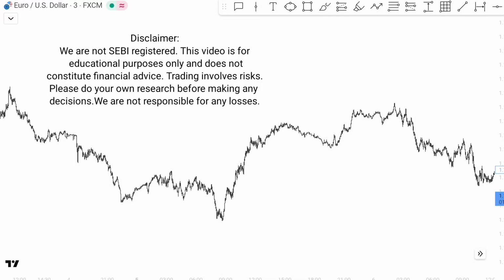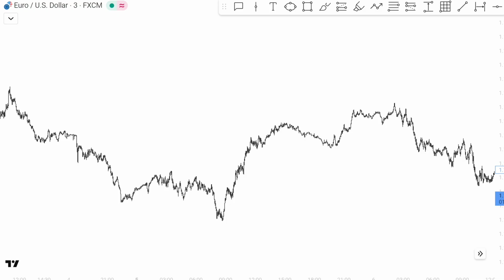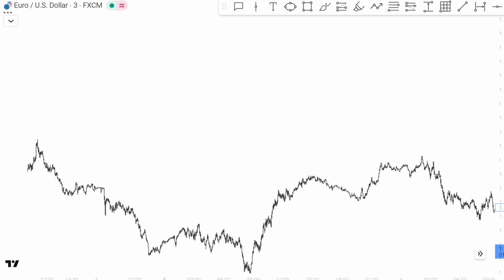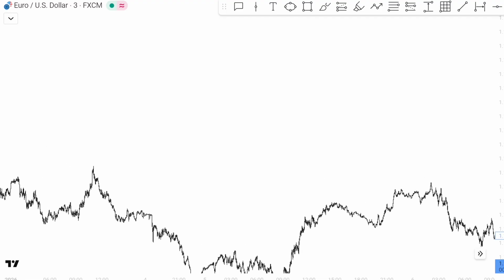Welcome everyone. In this video, we will talk about how you can mark the structure, because most of the people who are trading based on the smart money concepts do not know what the real structure in the market is, and because of this reason, they get stopped out by the market most of the times. Now, how do they mark the structure?